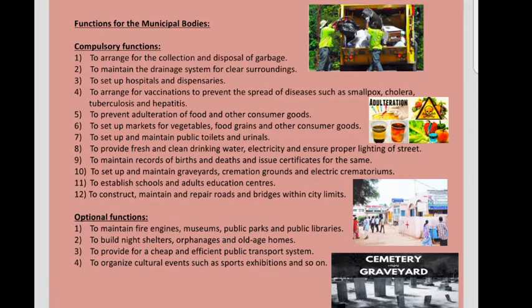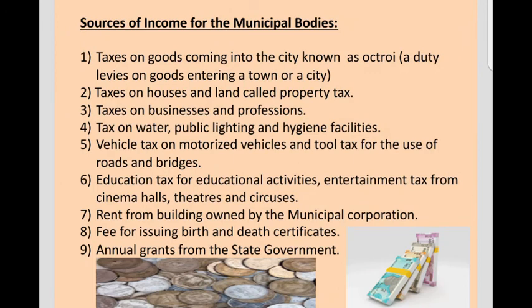To provide a cheap and efficient public transport system is also one of the optional functions of the municipal bodies. Next one is to organize cultural events such as sports, exhibitions and so on. Sources of income for the municipal bodies. The source of income for all the three bodies, this is municipal corporation, municipal council and Nagar Panchayat, is almost the same, children. So all the source of income for these municipal bodies is through taxes.